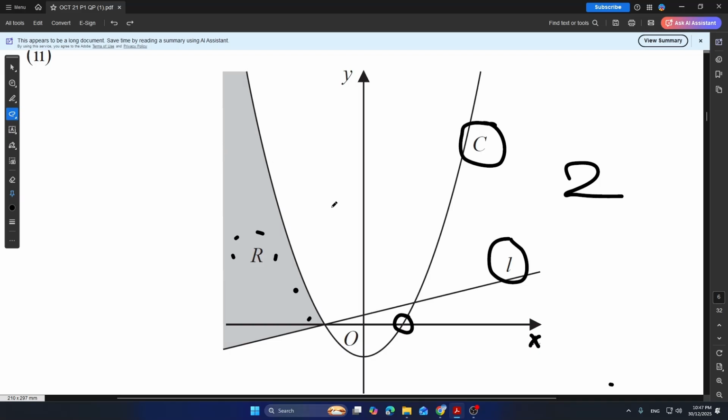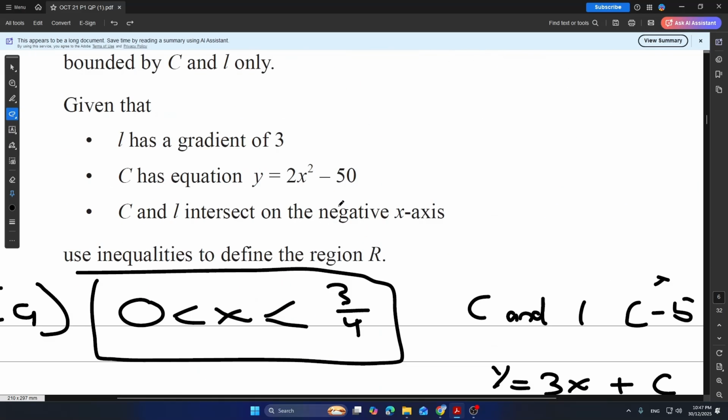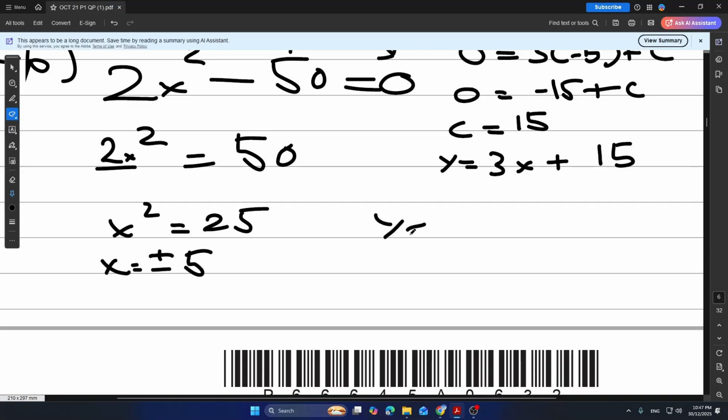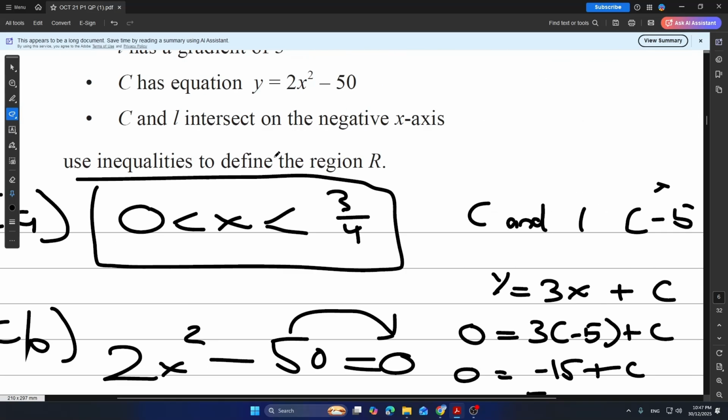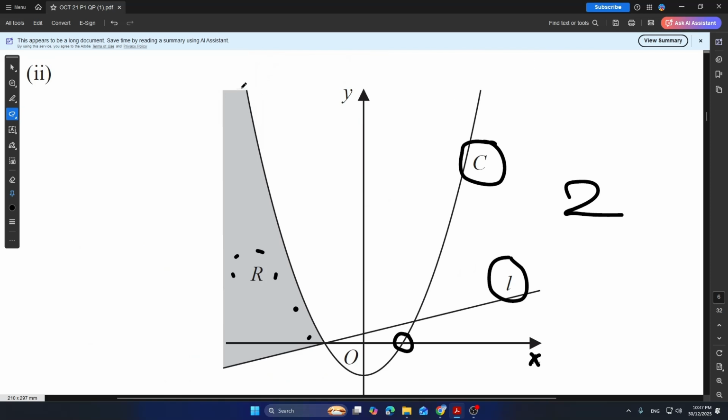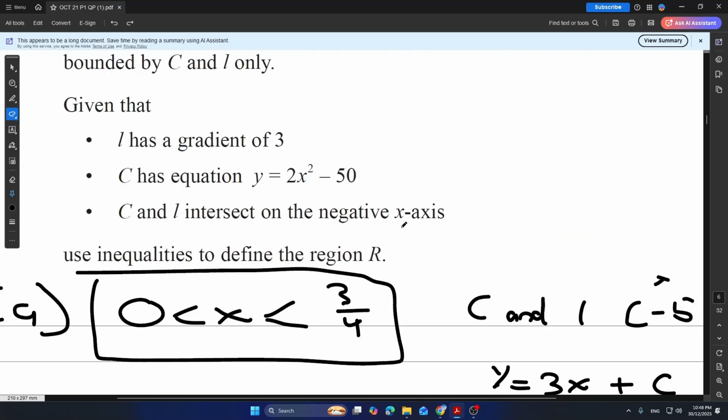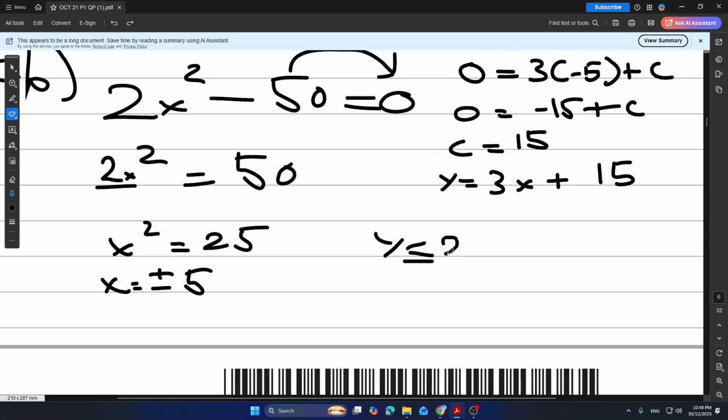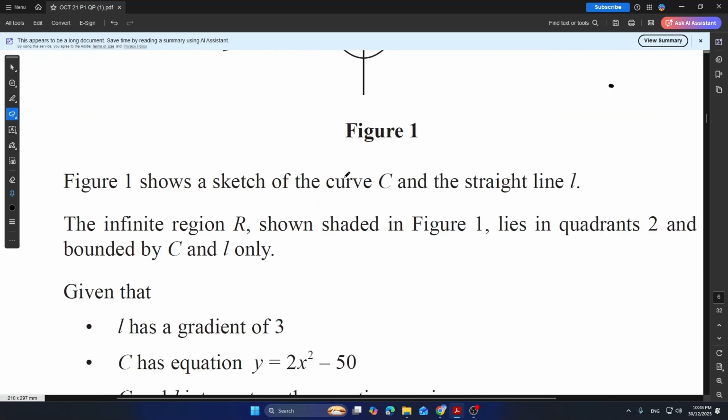But now, since we're below the graph, this first inequality is going to be y is less than or equal to. If the line is a solid line like this, it is going to be less than or equal to. If it were a dotted line, it's going to be only less than, not less than or equal to. So we're going to do y less than or equal to 2x squared minus 50. First inequality, and we can put a box because it's the answer.